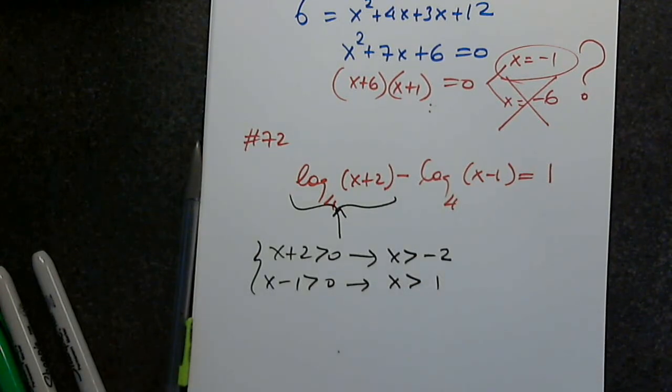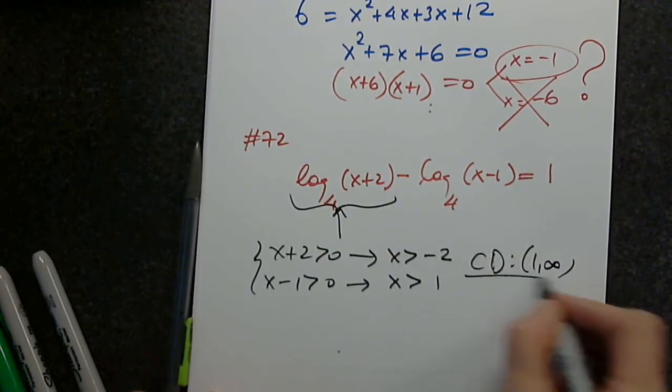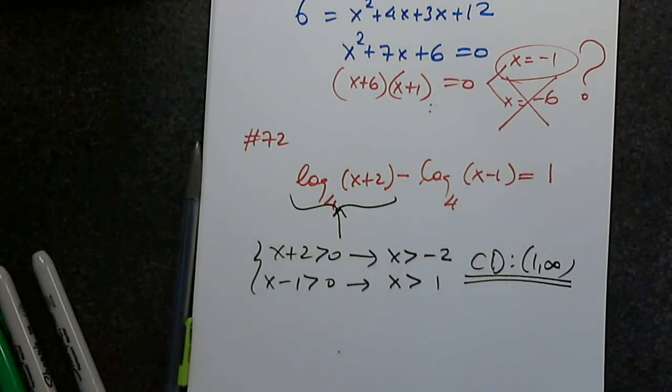You don't have to picture this in your head. You can draw it. But look at what the first one says. From negative 2 to infinity. The other one says from 1 to infinity. Where is the common domain? Yes, the common domain is 1 to infinity. If I don't get a solution between 1 and infinity, I'll say the equation has no solutions. Now I have to remember how to condense a difference of logs in the same base.